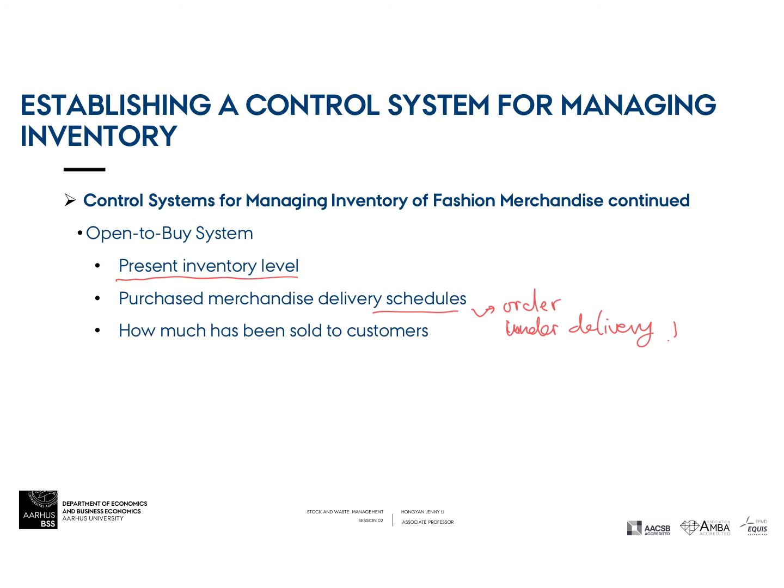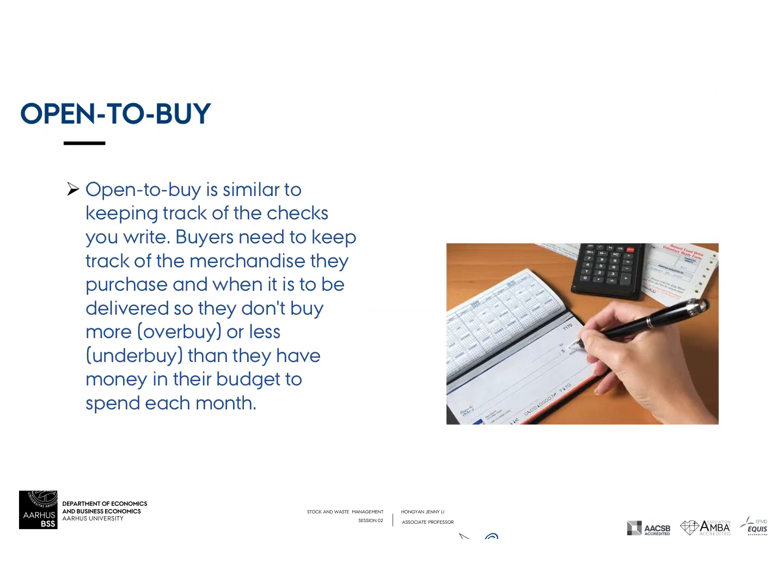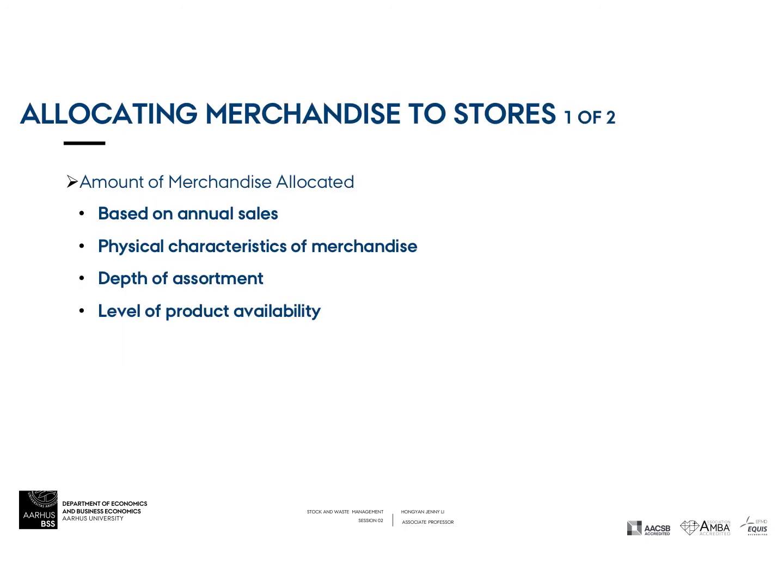Here you see a bit more about the budget plan. The buyers should have a book to follow how much has been spent and how much is left. The next step is to allocate the merchandise to stores. You should have a forecast for the sales, for the demand for each store. Then you can allocate the inventory to different stores.